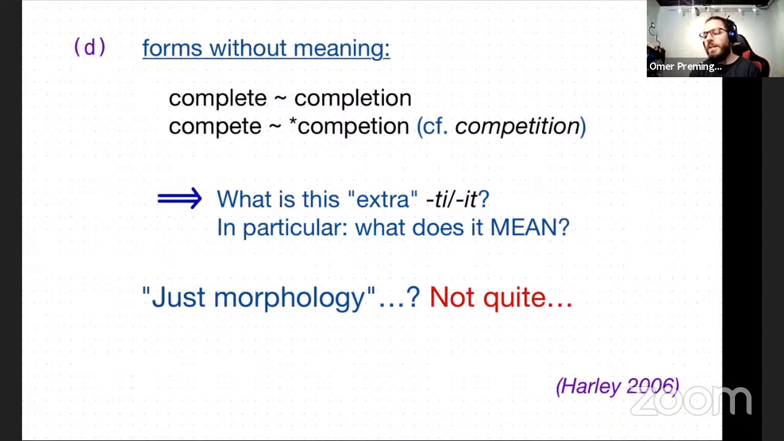Then there are also cases of forms that don't have meanings. Here I'm building on, not for the first time in this talk, I should say, observations by Heidi Harley. So there's this mini paradigm of complete and completion, but compete can't be turned into a nominal by saying competion.